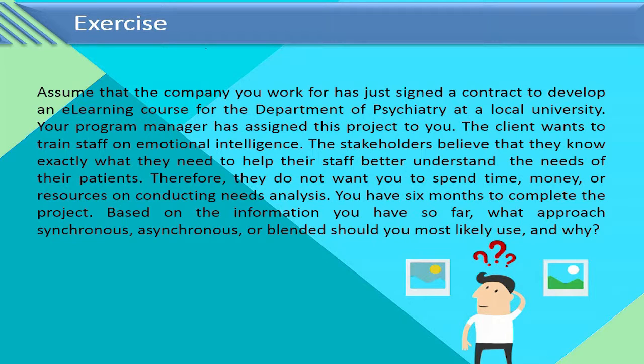Based on the information you have so far, what approach, synchronous, asynchronous, or blended, should you most likely use and why? Well, here's a hint. Emotional intelligence has to do with being able to manage feelings. It's considered a soft skill. Training in soft skills is not easy because these competencies are relatively complex. Therefore, it may be impossible to train for all the situations that may arise.